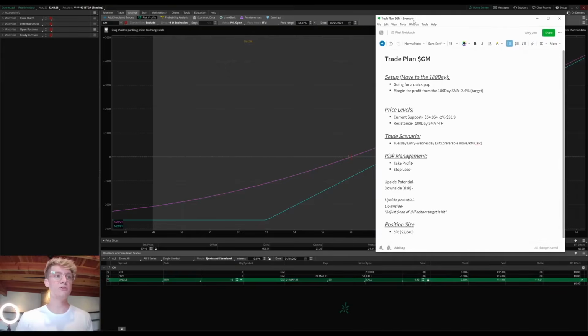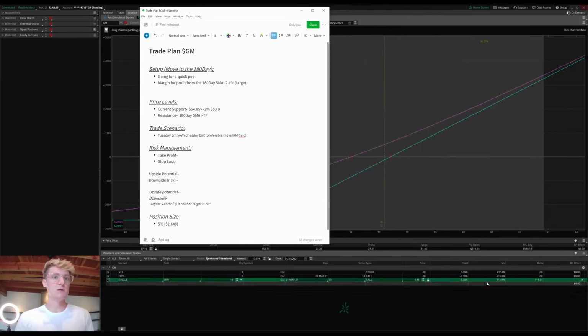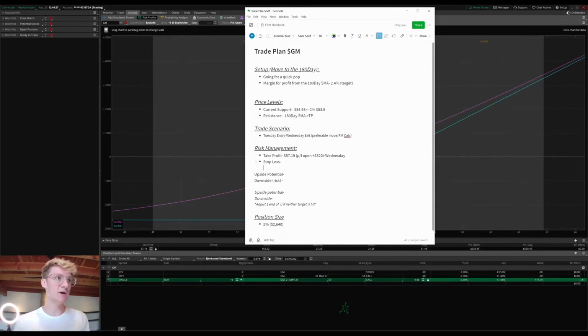Okay, so I'm going to pull my trade plan back up. So I'm going to make sure I write down my take profit. Okay, so you can see our take profit is at $57.19, and at that price, our P&L open on these contracts, assuming that we get this move tomorrow, Wednesday, is going to be $520.